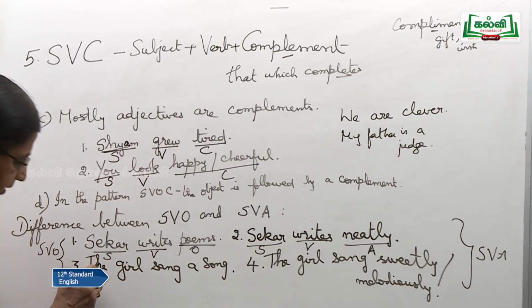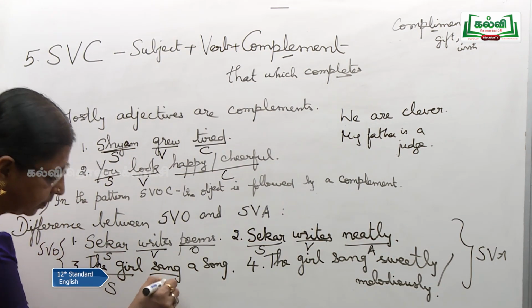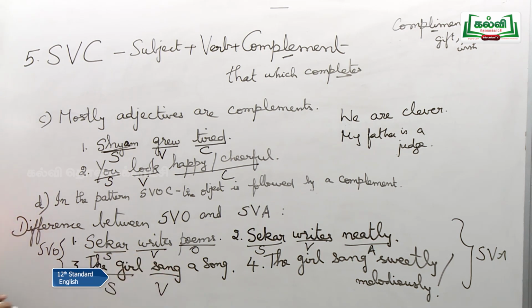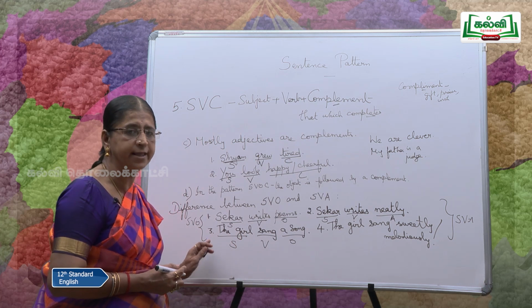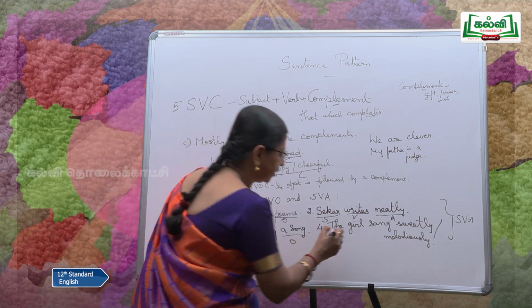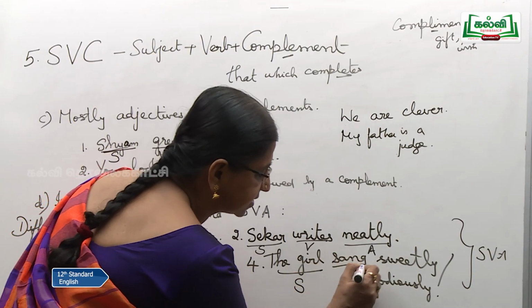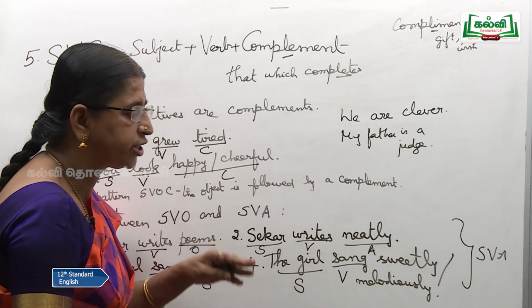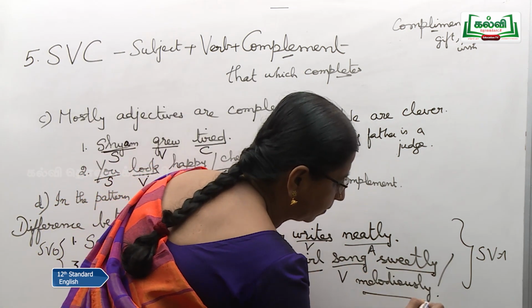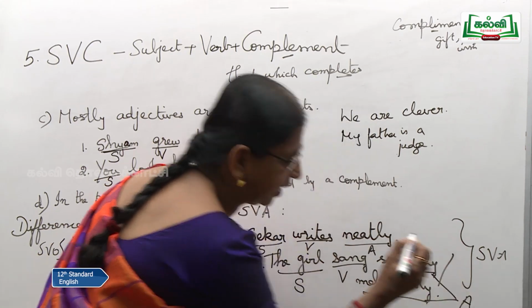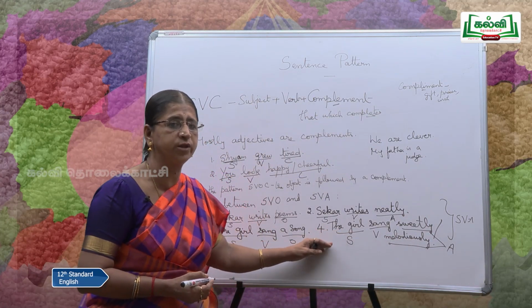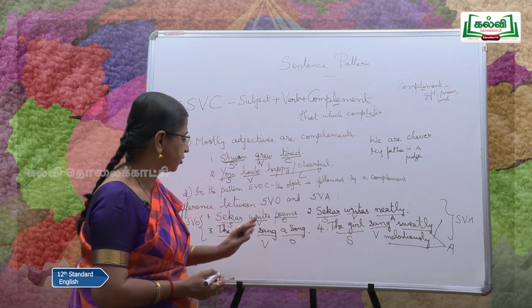The girl, subject, sang, verb. The girl sang what? A song, object. A song was sung by the girl. Now here the girl, subject, sang, verb. How did she sing? Sweetly or melodiously. So that is the adjunct. It tells you the manner in which she sang the song.